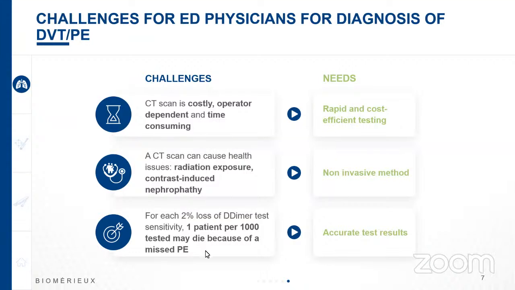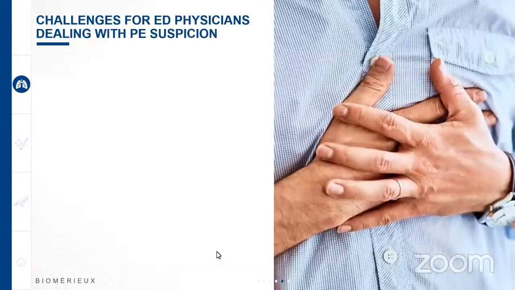And then again, when you're looking at accuracy, for each 2% loss of D-dimer test sensitivity, 1 patient per 1,000 may die because of a missed PE. So again, we want accurate test results. We want the right type of D-dimer test and not just any other test.